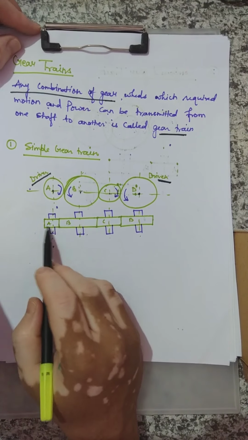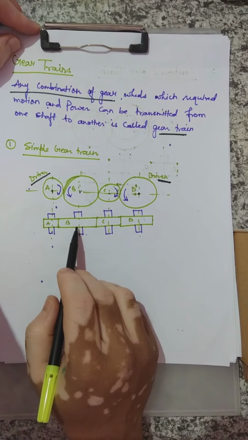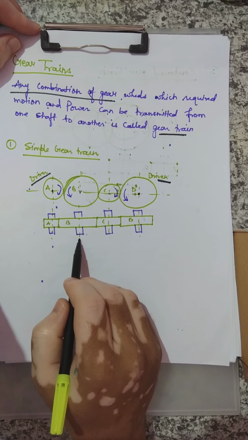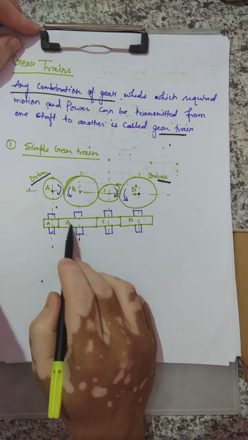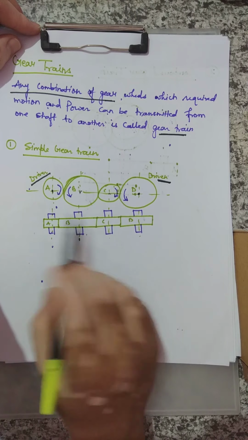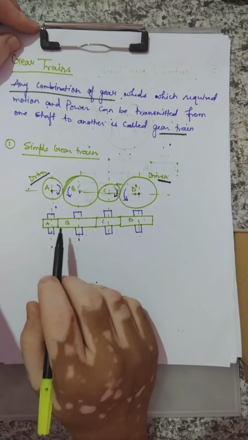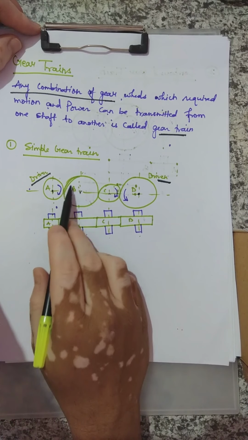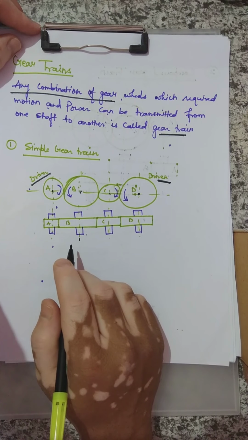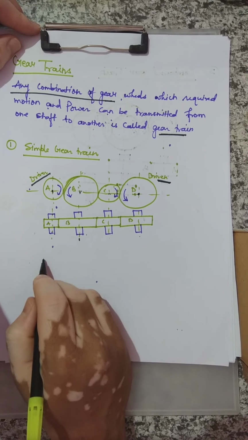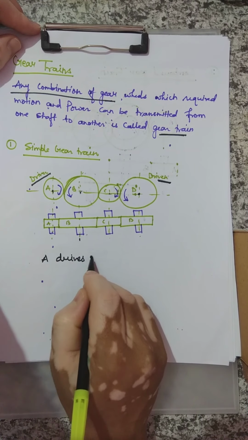So this is the side view and this is the top view of the arrangement. We can see gear A meshes with gear B, gear B meshes with C, and C meshes with D, and from A to D power is transmitted via B and C. Now when A rotates in this direction, B rotates in this direction, C rotates in this direction, D rotates in the opposite direction.